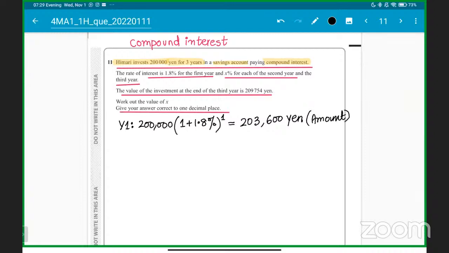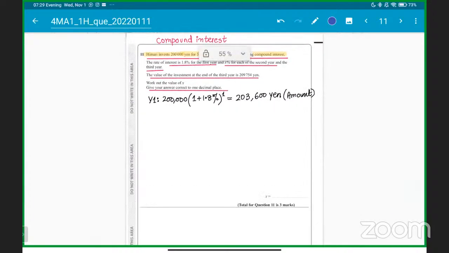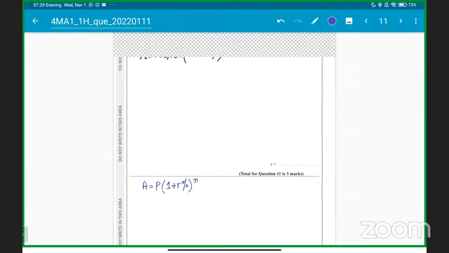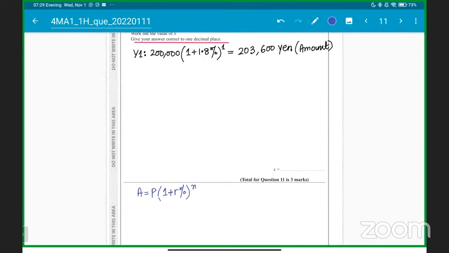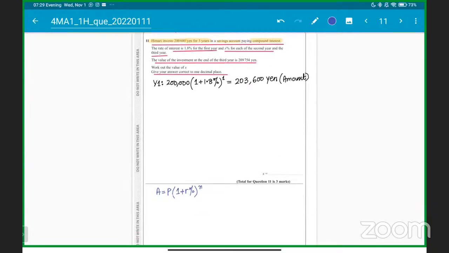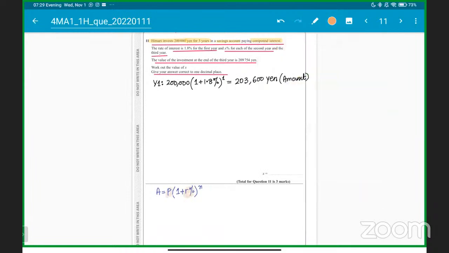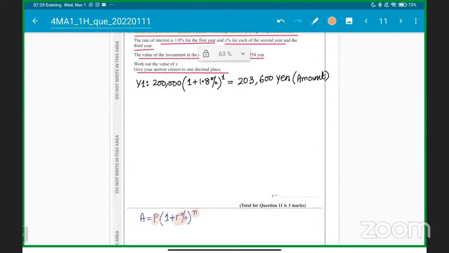If you don't know the formula for compound interest, let me write it down here: amount equals principal times 1 plus the rate, that is the percentage, to the power of the number of years. P is the principal, how much you are investing. R is the rate of interest, and N is the number of years, and you get the amount. So at the end of year 1, you will get 203,600.